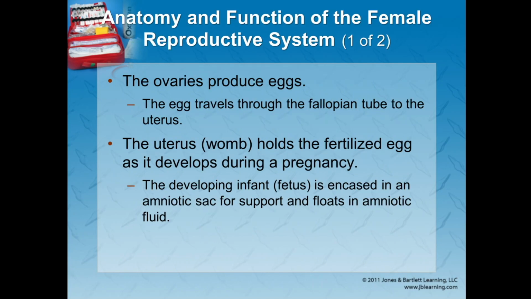So first, let's get into how a baby is made. The ovaries produce the eggs, and then the egg travels through the fallopian tube to the uterus. The uterus, also known as the womb, holds that fertilized egg as it develops during pregnancy. The developing infant and fetus is now encased in the amniotic sac, which supports the baby while floating in the amniotic fluid. While in the womb, the amniotic sac and the fluid create a cushion for the baby if there's any trauma to mom.